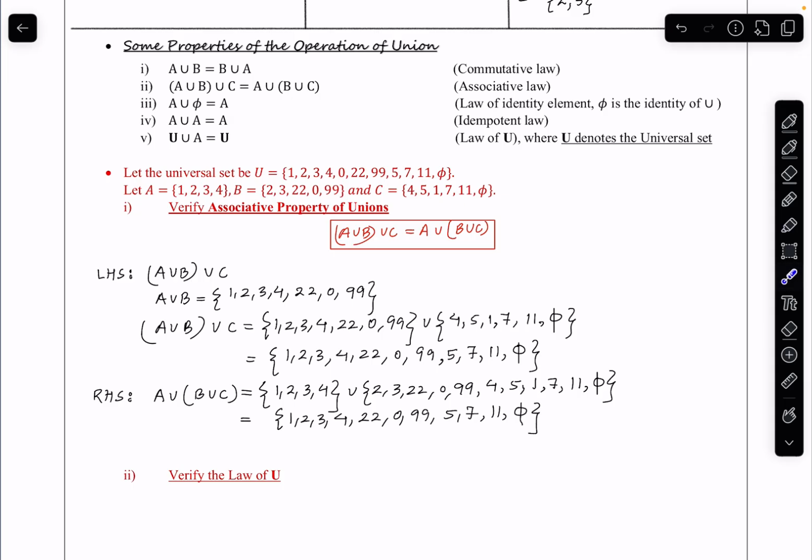We observe the elements of A union B union C, which has 1, 2, 3, 4, 22, 0, 99, 5, 7, 11, and 5. Both of them are the same, and then it verifies our result, which is that A union B union with C is actually the same as A union B union C. This verifies the associative property for us.